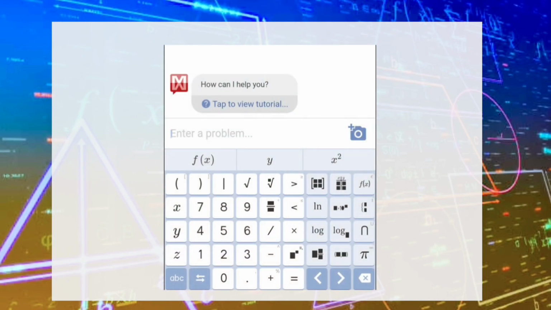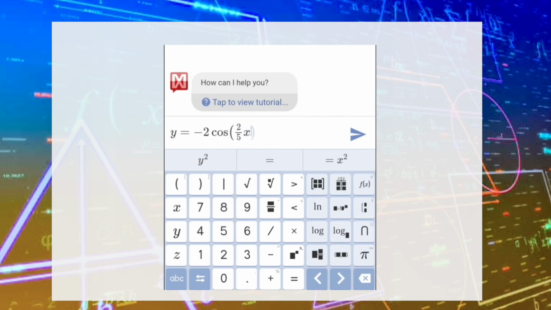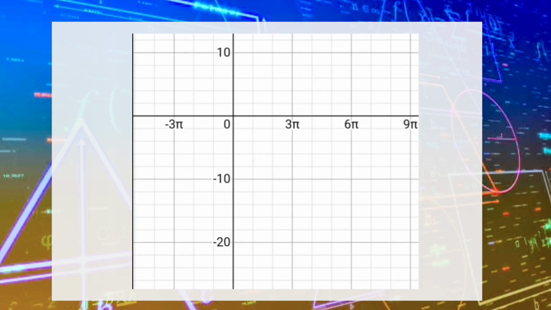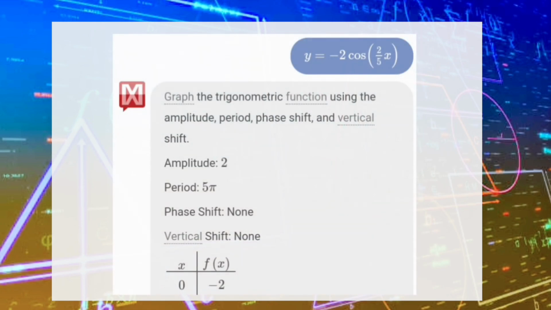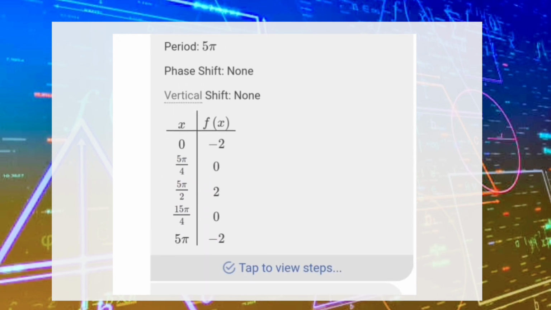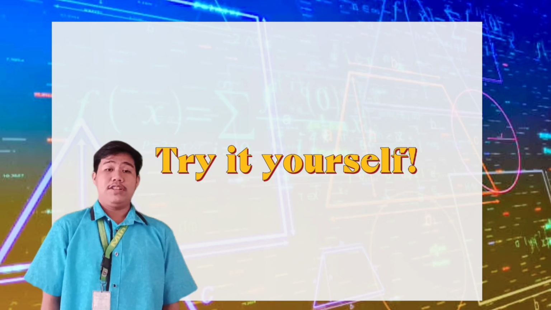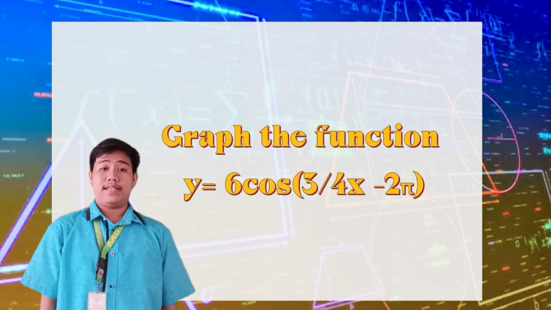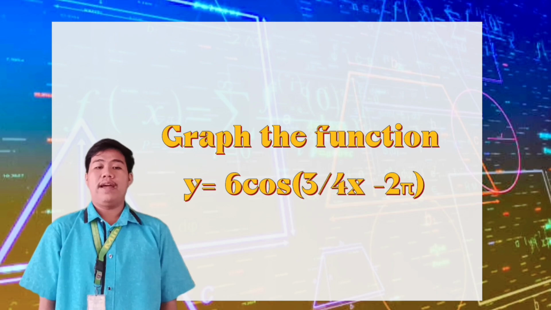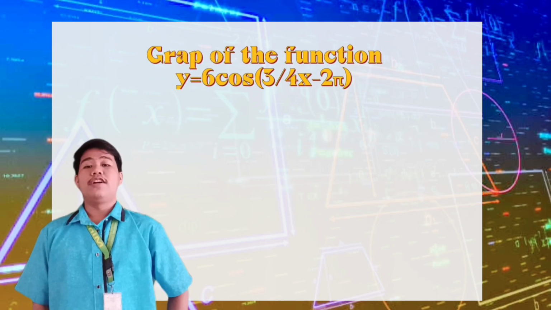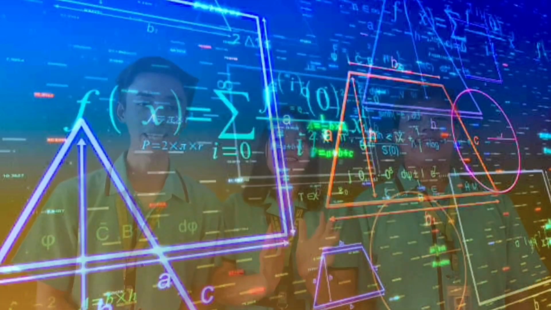Using mathway.com, we will graph our previous example, y equals negative 2 times cosine of 2 over 5 x. Just type the equation, click equal and choose graph. This will give us the graph of the function as well as the amplitude, period, and the vertical and phase shift of the function. Try it yourself. Use the calculator to graph y equals 6 times the cosine of 3 over 4 x minus 2 pi. Your graph should look like this. Thank you very much. We hope we can now sketch the graph of a cosine function with or without the aid of an online graphing calculator.